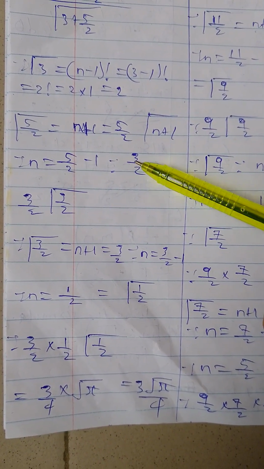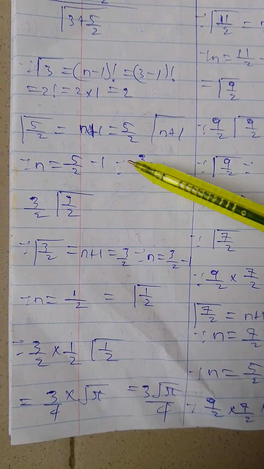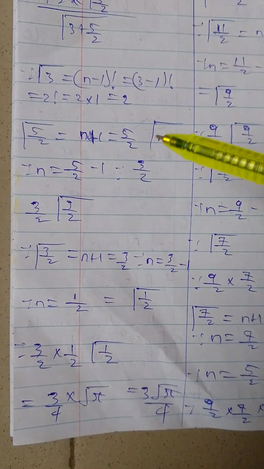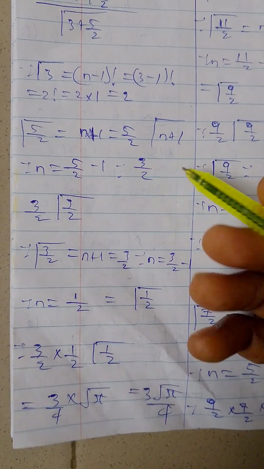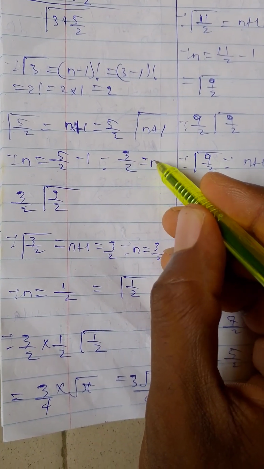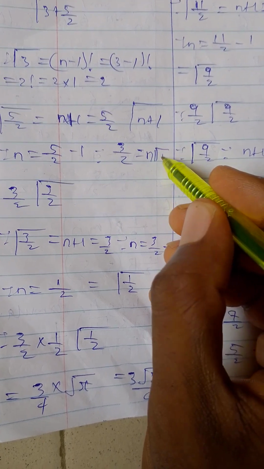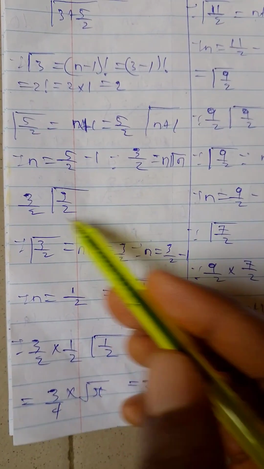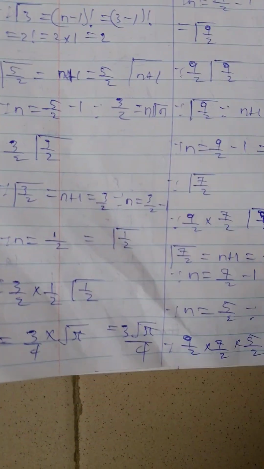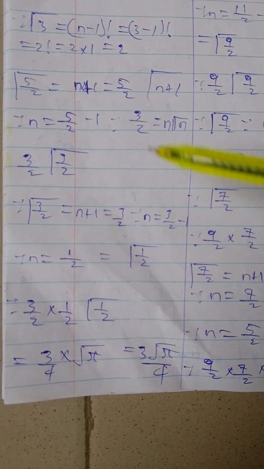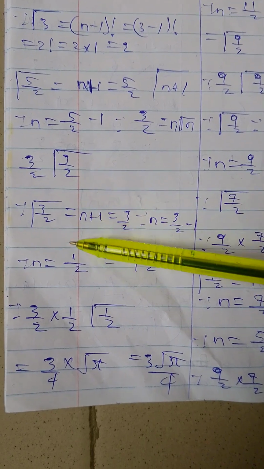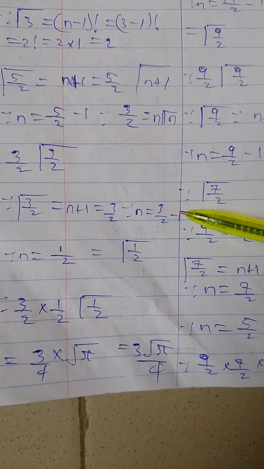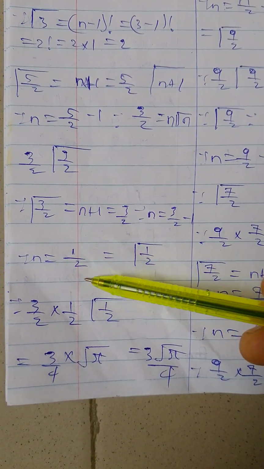So I have to find the gamma function for 3 over 2. The gamma function for 5 over 2 is 3 over 2 times gamma 3 over 2. Do you know the gamma function for 3 over 2? No, so you have to find it again. That becomes n plus 1 is 3 over 2, so n is 3 over 2 minus 1. So n is 1 over 2.